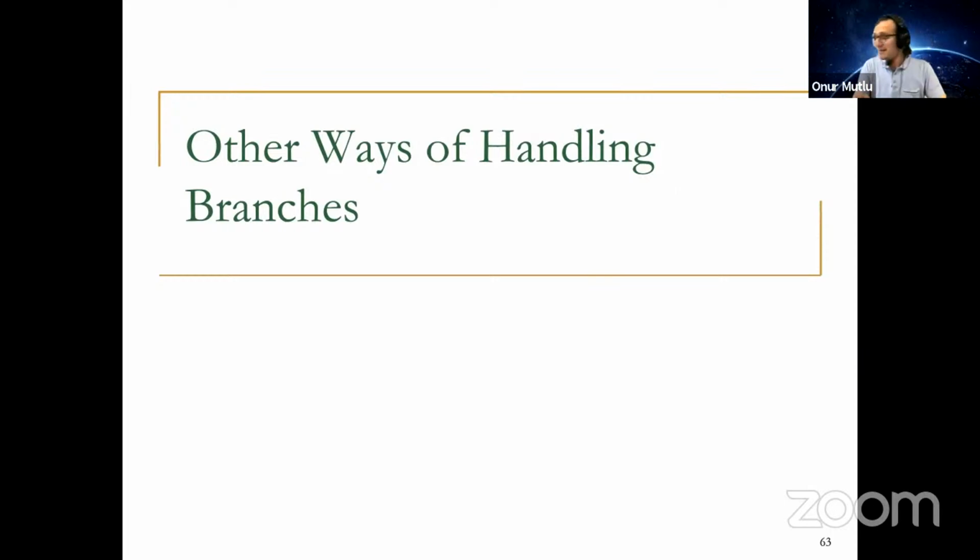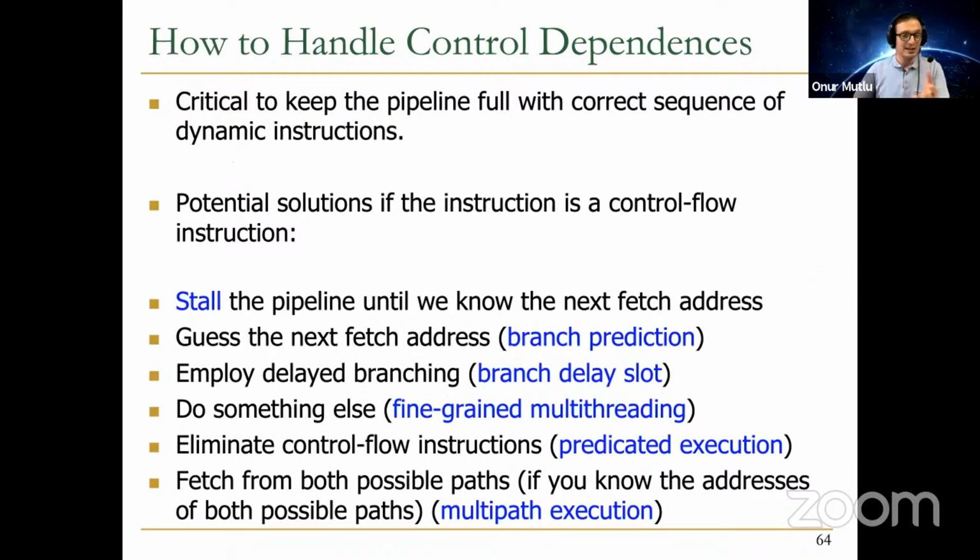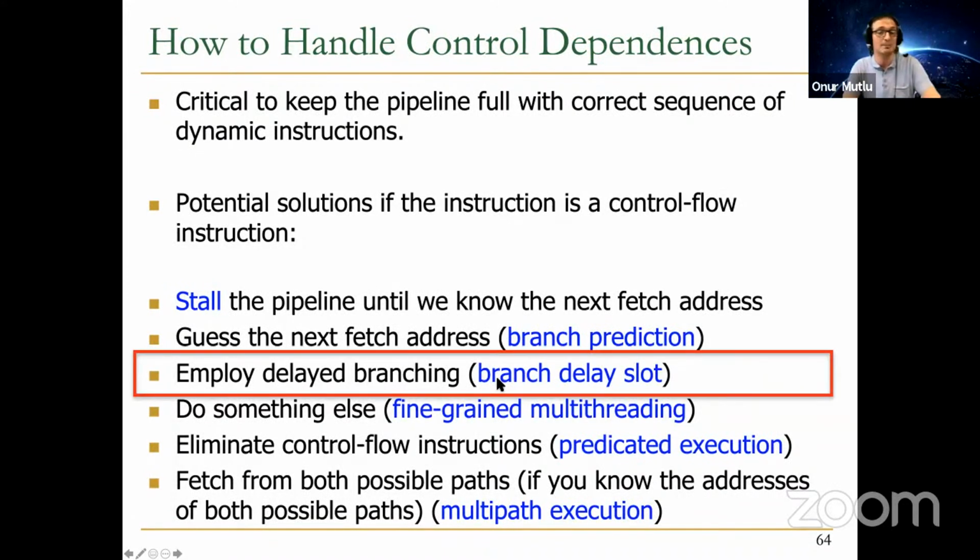But in the remaining time, I'm going to quickly handle a way of handling branches that also doesn't work. So we talked about branch prediction, which works very nicely, but I'm also going to give you an example of what doesn't work, and that's going to be delayed branching. And I think that we're going to stop right after that because we don't have time. But remember, we actually have many different ways of handling control dependencies. We talked about branch prediction a lot. We talked about fine-grained multi-threading. I'm going to talk about employing delayed branching, branch delay slot.